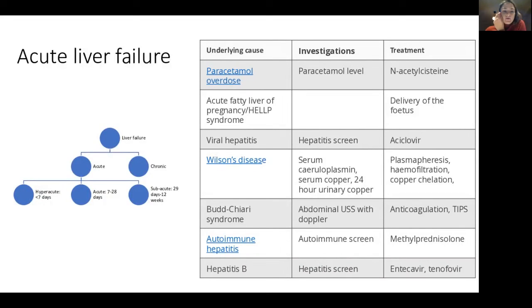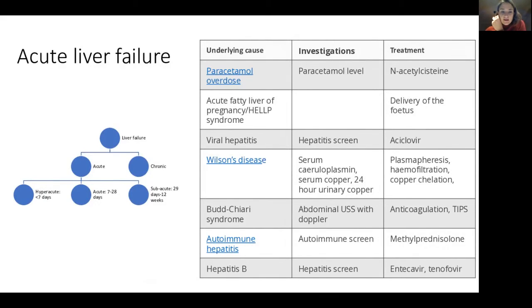And when you think about liver failure, you can break it down into acute liver failure, which itself breaks down into different types depending on how long the onset of symptoms is. So hyperacute being less than 7 days, acute being 1 to 4 weeks, and subacute being up to 12 weeks. And then there's also chronic liver failure, which can be caused by different pathologies.